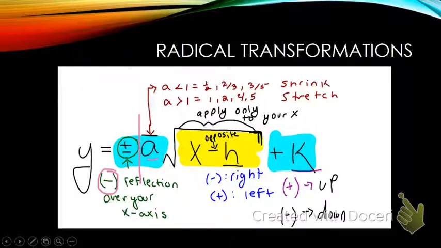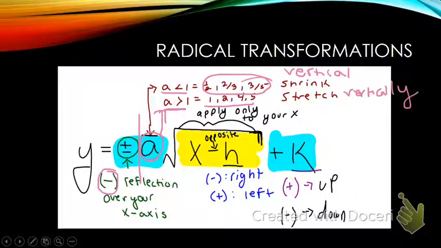So when we go to look at a, we're looking at these types of values. We're looking at any a value that is less than 1. This is less than 1 right here. And we're going to say it's a shrink. Now, we're going to talk about this being vertical, okay? It's a vertical shrink, and it's a vertical stretch, all right? It's a vertical stretch if you have a greater than 1: 1, 2, 4, 5, whatever it may be. It's a stretch vertically, okay? You need to know that. And it affects your graph.